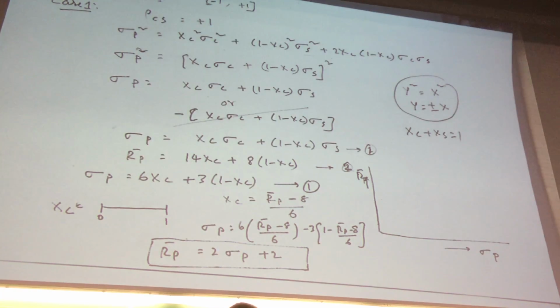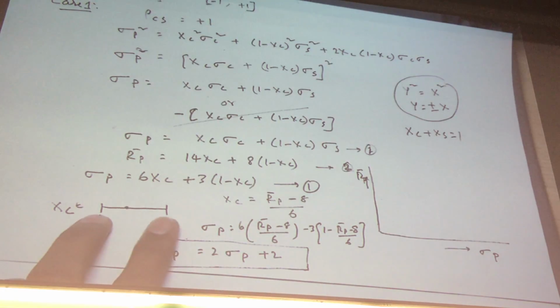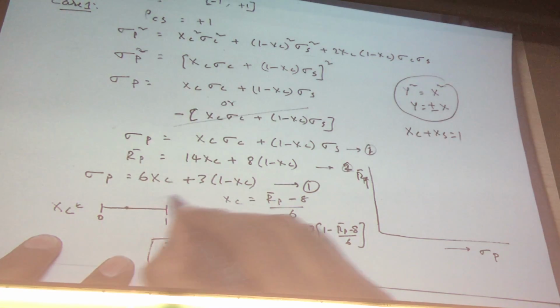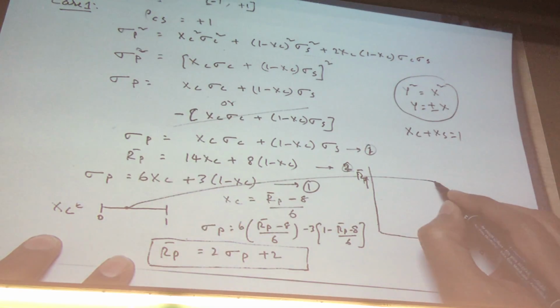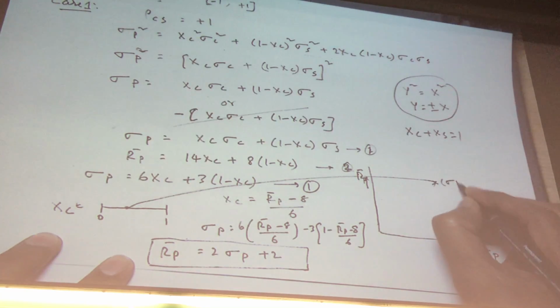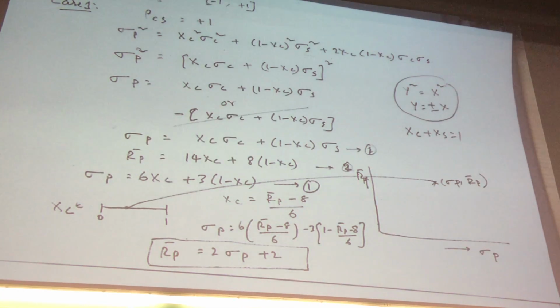Then, for each point that you select on this line between 0 and 1, you would find the corresponding point here, which is nothing but in terms of sigma p and rp bar. Did you understand the logic?